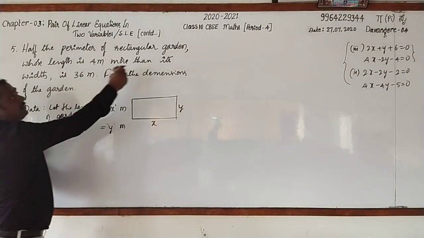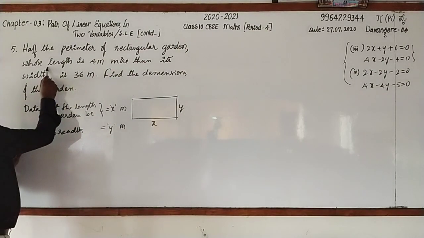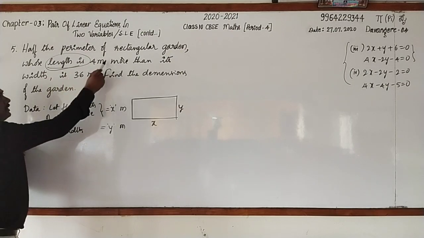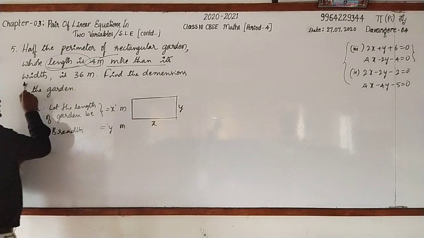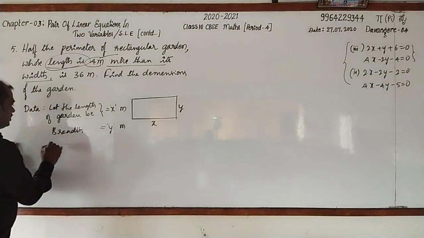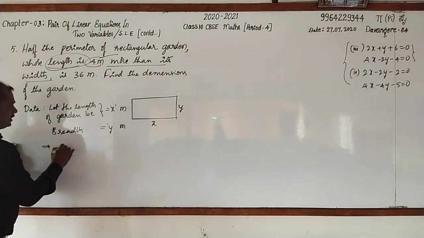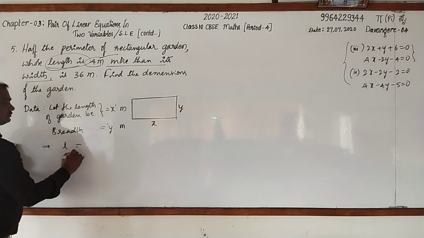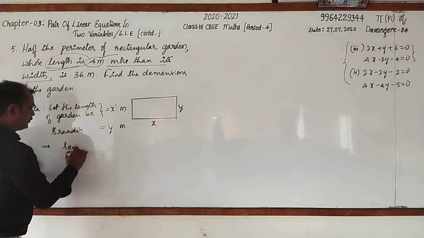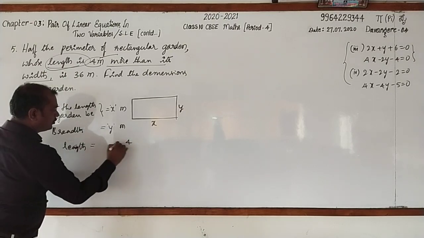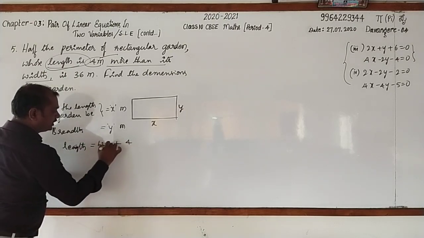Next, what has been given? This is very important. Whose length is how much? Not just 4 meter. 4 meter more than its width. So from the statement you can write, length is 4 meter more than its width.